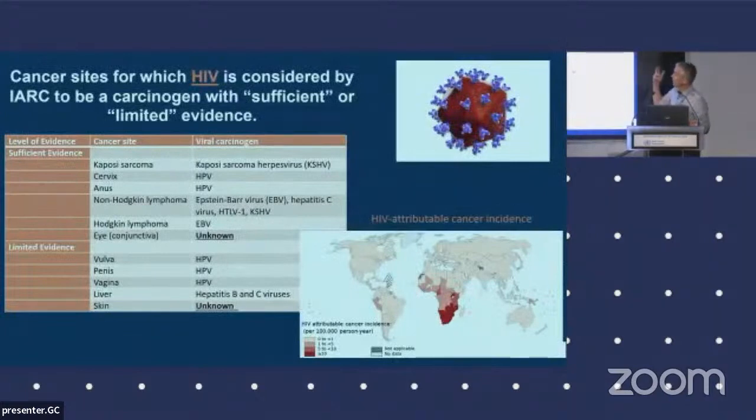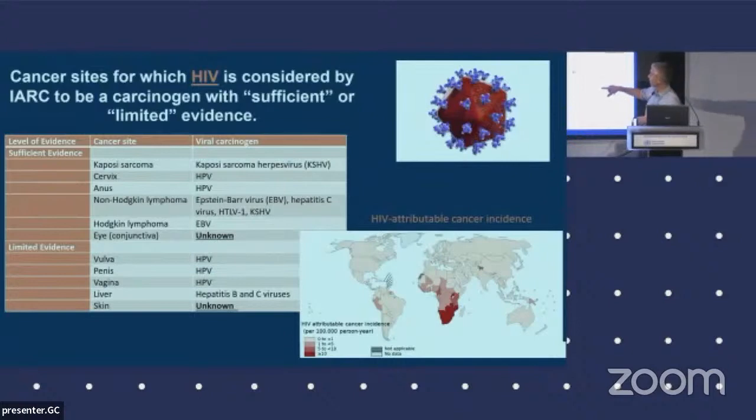The last thing I want to talk about is HIV, which is considered by IARC to be a carcinogen with sufficient or limited evidence for a number of these infection-related types, including Kaposi sarcoma, cervix, anus, non-Hodgkin lymphoma, and Hodgkin lymphoma, which all are known to have underlying viral carcinogens. Interestingly, HIV also shows a very strong causality with conjunctiva cancer in sub-Saharan Africa, but we do not actually know the underlying viral carcinogen in that cancer, which is an interesting aspect.